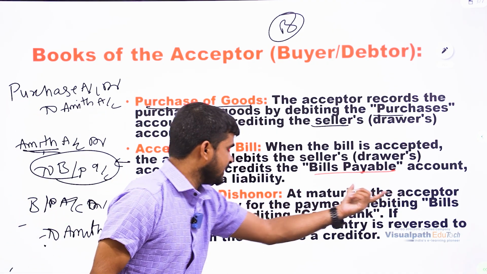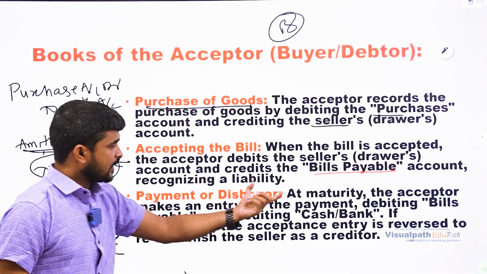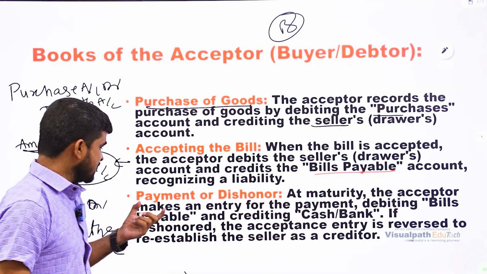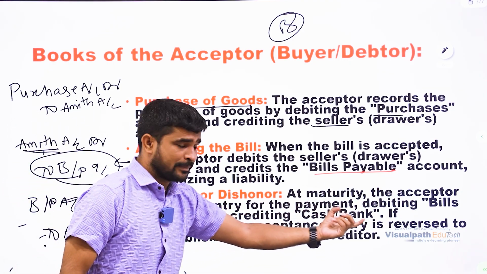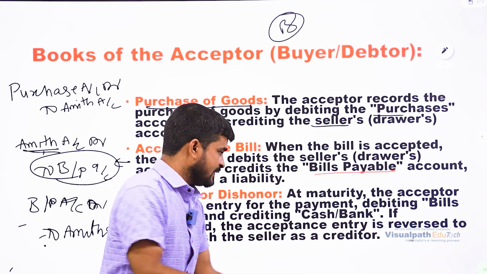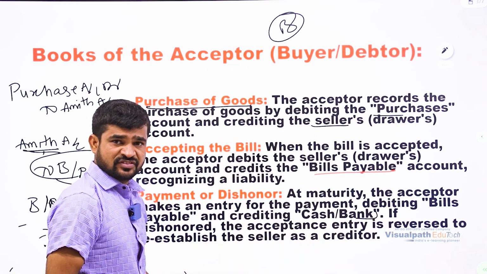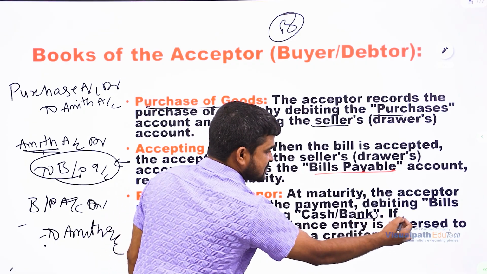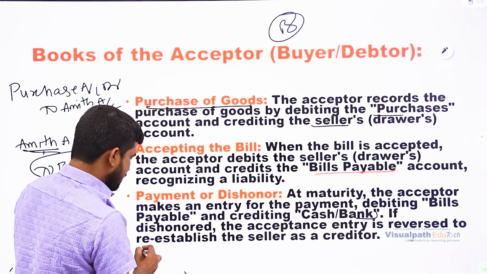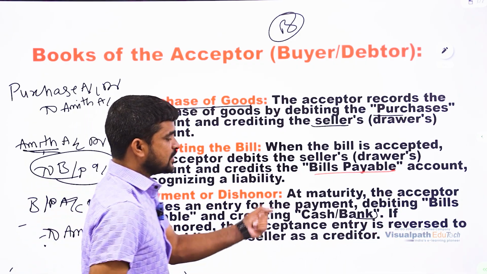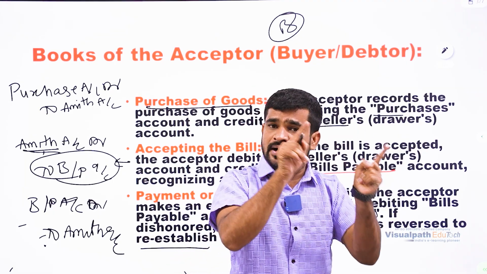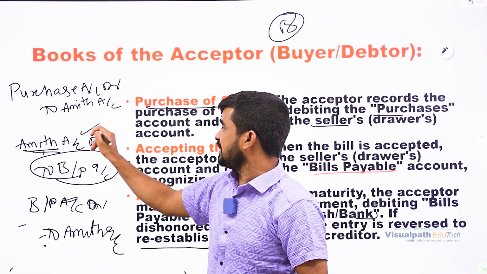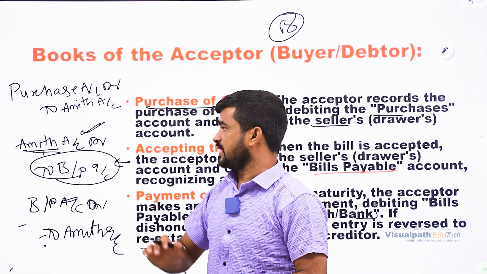At maturity, the acceptor makes the payment entry, debiting the bills payable and crediting the cash account. This is up to acceptance of bill. If the bill is dishonored, the acceptance entry is reversed and the seller is re-established as a creditor. It means again the creditor account, where we said debit of the credit, will be back to the credit.